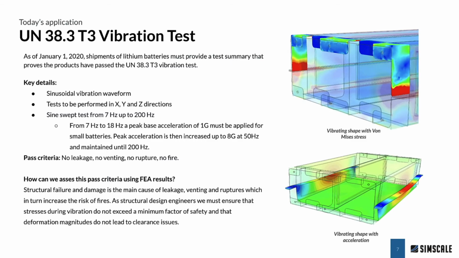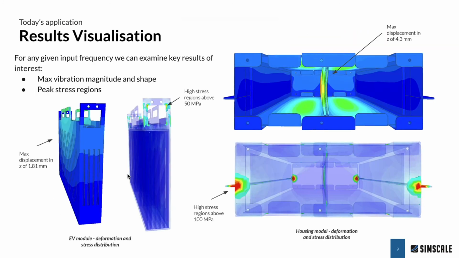Okay, so let's go back to our slides. This is a summary of our results. On the left here, you see the results for the EV module. We had a maximum displacement in Z direction of 1.8 millimeters. And peak stresses mainly in this top part here, where we reached areas above 50 megapascal. However, as we move away from there, everything is below 50 megapascal.